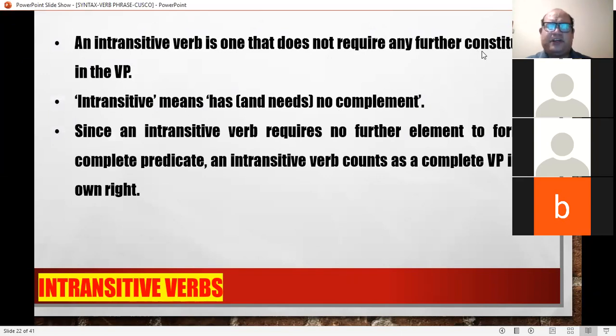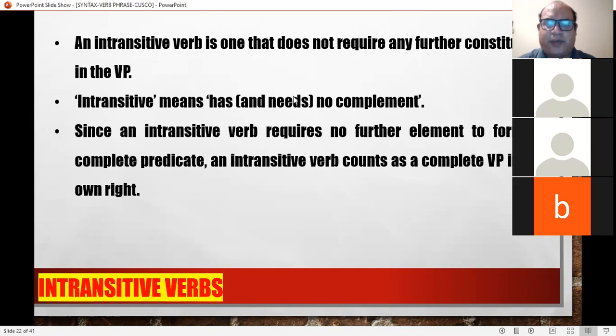Since an intransitive verb requires no further element to form a complete predicate, an intransitive verb counts as a complete VP or verb phrase in its own right. As I told you, they can stand alone. They don't need any company. They are alone, okay? So they don't need a complement, no object. This is the difference with the transitive, and that's why they are opposites. Transitive and intransitive are opposite because the transitive take objects, intransitive no objects.